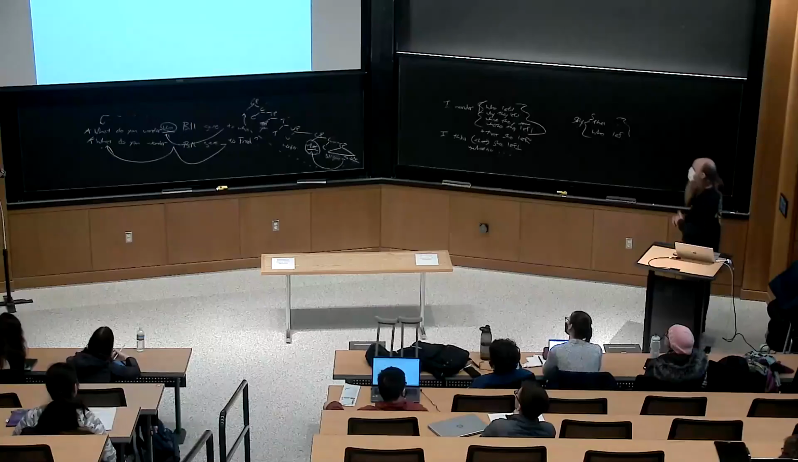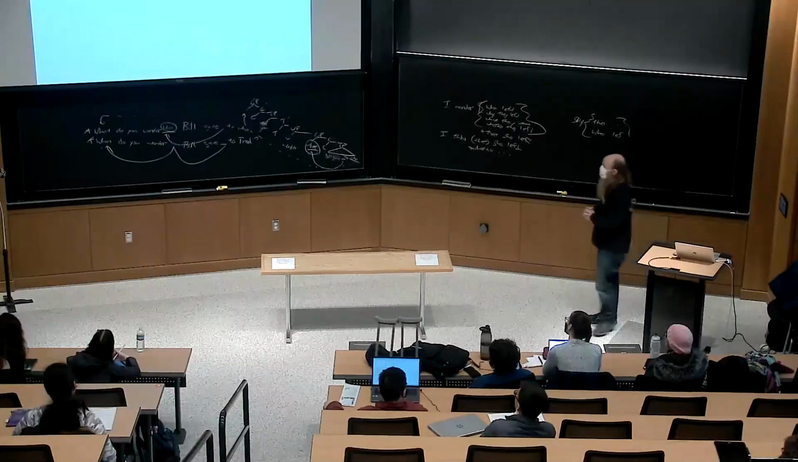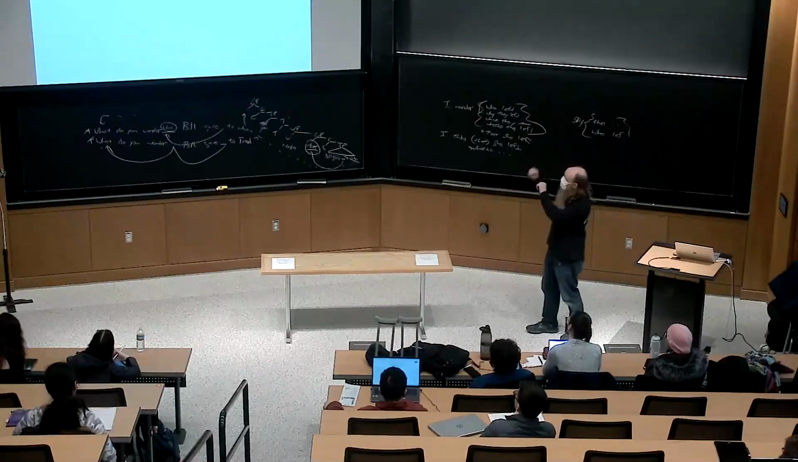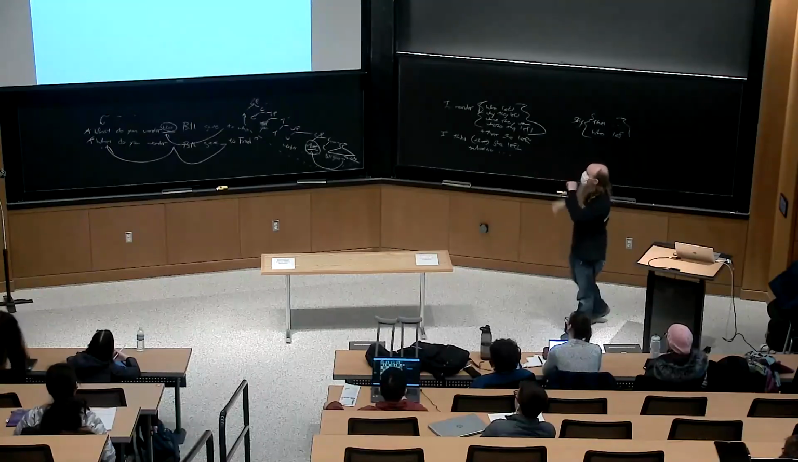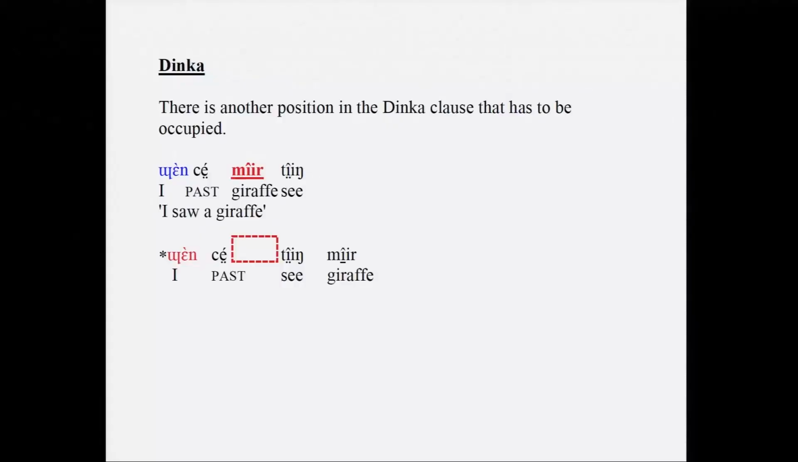There is another position that has to get occupied, though. So you can say, I, auxiliary, giraffe, saw. That's how you say, I saw a giraffe. You can't leave giraffe after the verb.